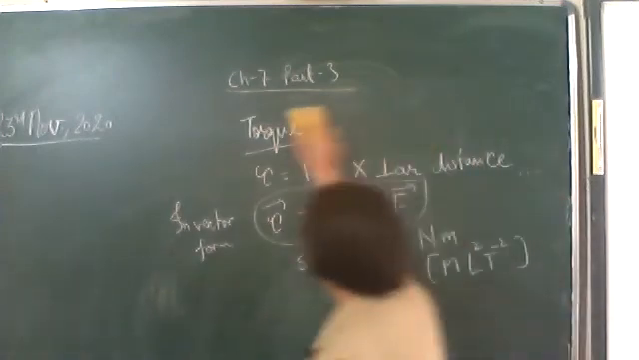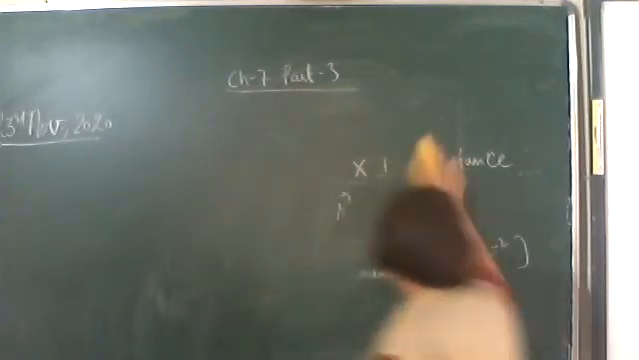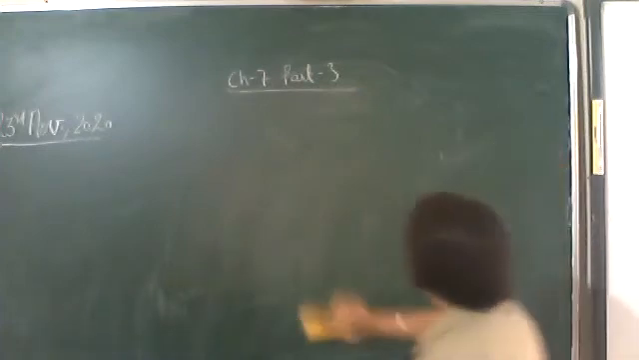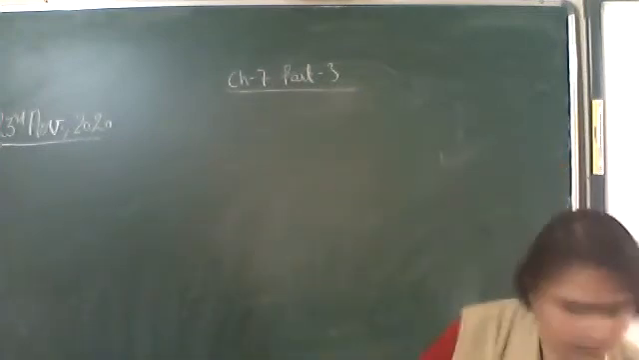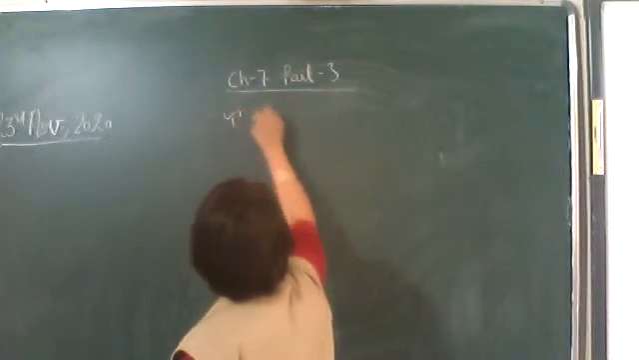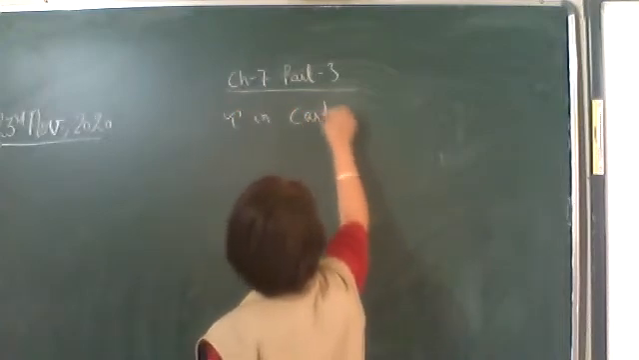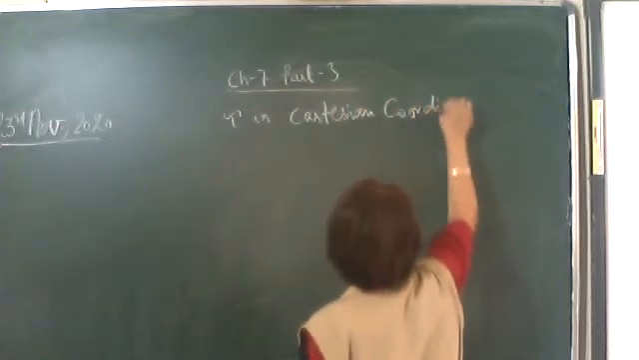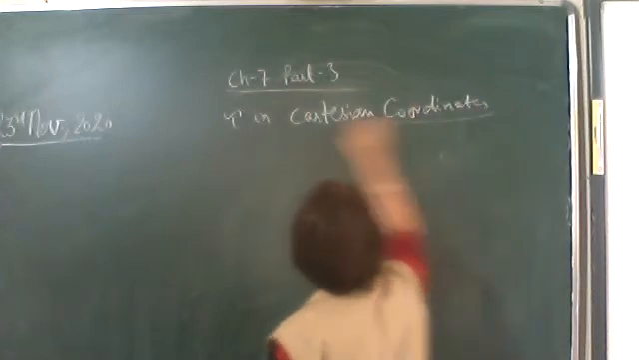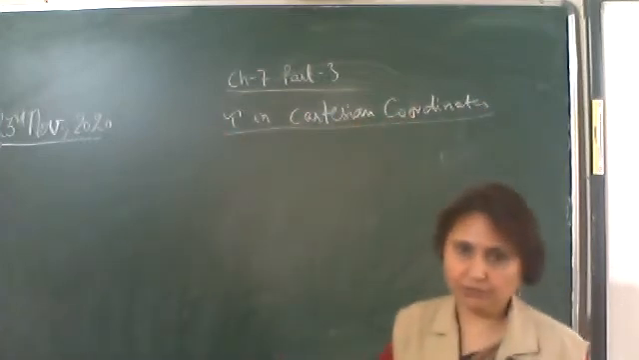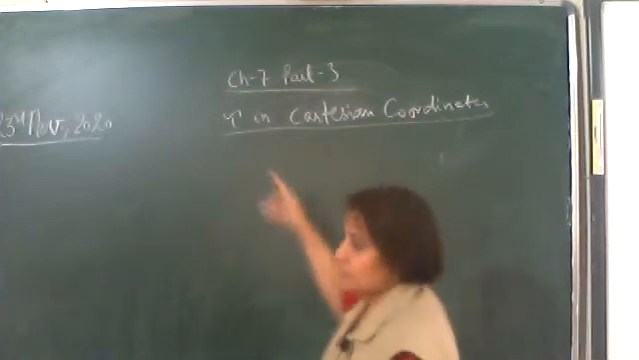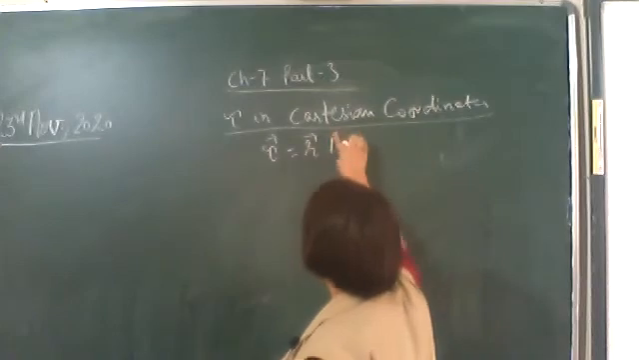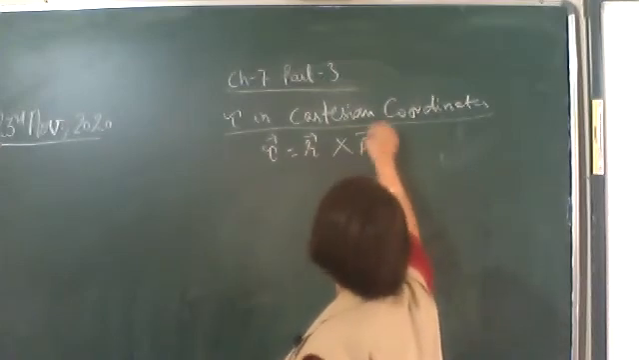Okay, write down the expression of tau in Cartesian coordinates. Cartesian means xy coordinates. Okay, physically we'll understand it later. First we'll find out only the formula. As we know, tau vector is equal to r cross f vector, the cross product of r and f vectors.